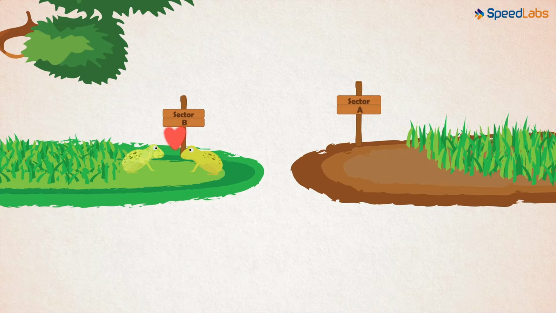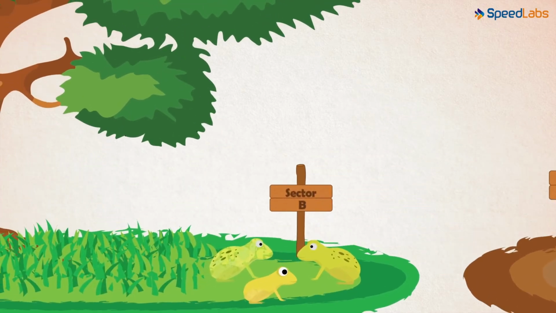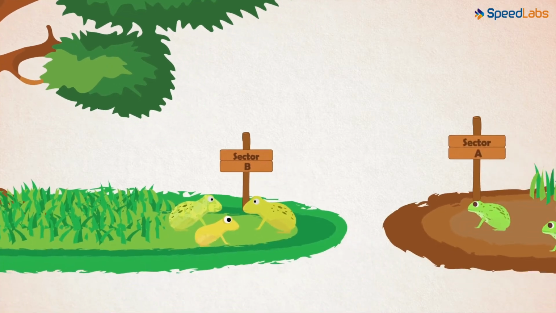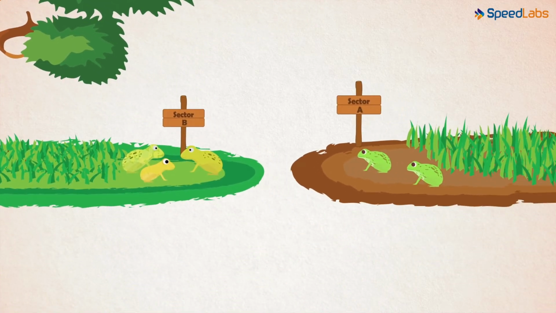When these will mate with the migrant frog from Sector A and produce offspring, they will produce offspring with vast DNA changes. In the course of time, the offspring of the frogs that migrated to Sector B will not be able to reproduce with the offspring of the frogs back in Sector A. Look at this offspring in Sector B. One of its parents was from Sector A and the other from Sector B.